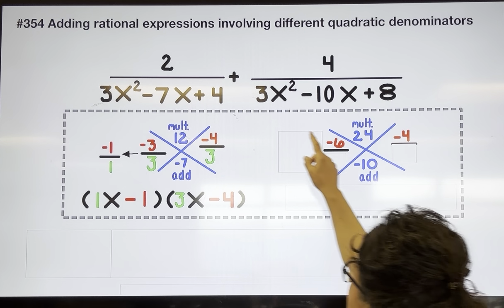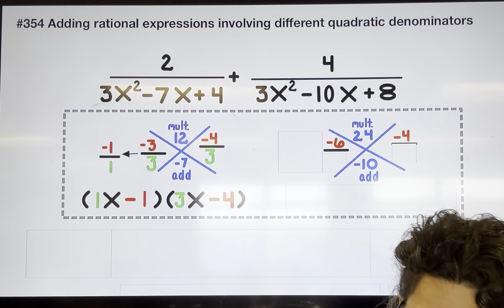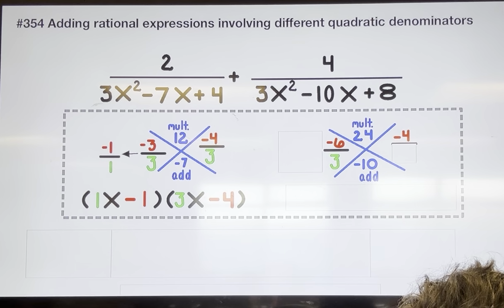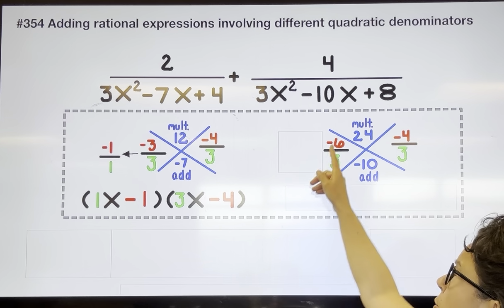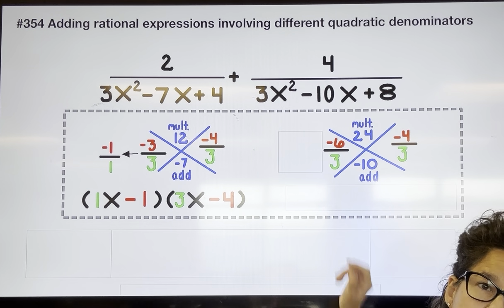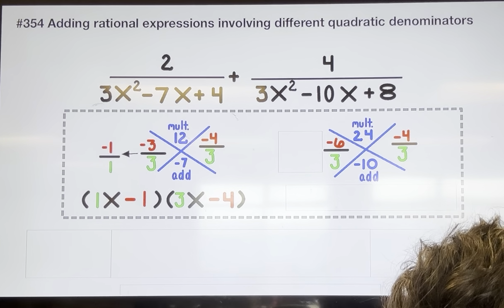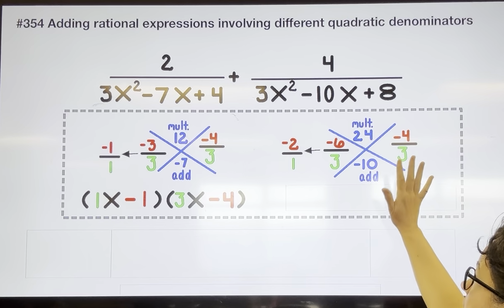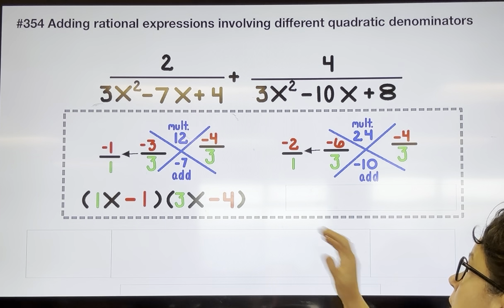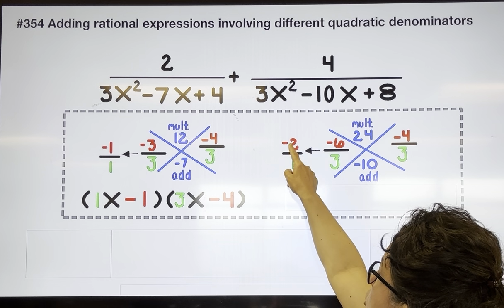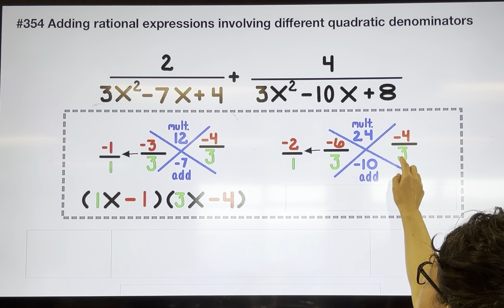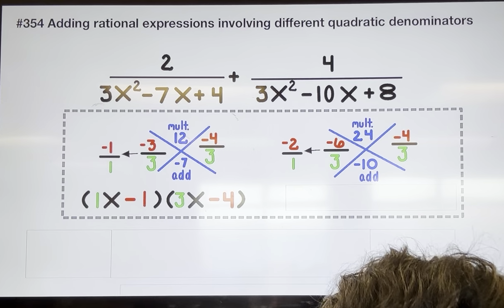We put these numbers over a, so over 3. Then simplify the fractions. -6 over 3, 3 fits into both of those, so this becomes -2 over 1. This fraction is already simplified, so I'm going to leave that alone. So we've got everything we need to factor it. It'll be 1x minus 2 multiplied by 3x minus 4.